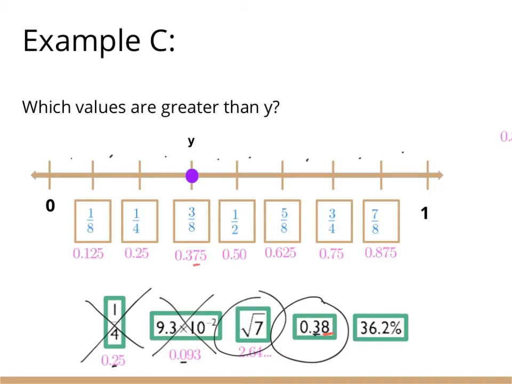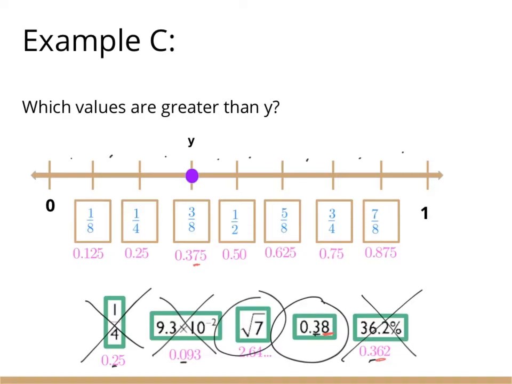The last thing I have is a percent, so I'm going to have to move my percent to a decimal, and if I remember how to do that correctly, I can either divide by 100, or I can move my decimal 2 places to the left as my shortcut. When I do that, I end up with 0.362. Again, the 3 and the 3 are the same, so that's not helpful. My second number here is a 6, and the second number up there is a 7. The 7 is going to be greater than the 6, so this number is not greater either, so that gets an X. So the only two correct answers I have are the square root of 7 and 0.38.